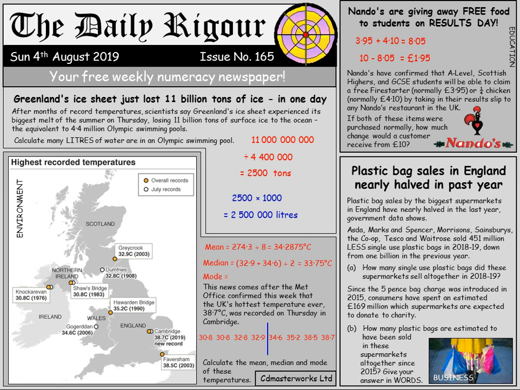Now the mode, the final type of average, is the number that appears most often. So if we scan our list, we'll see that there's two 30.8s, so therefore the mode is 30.8 degrees Celsius.